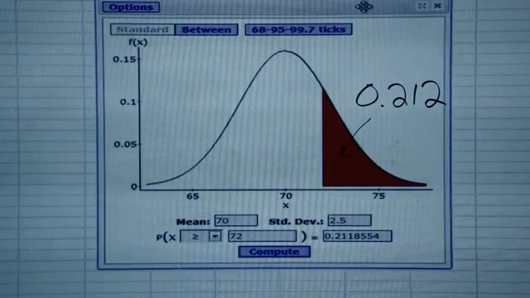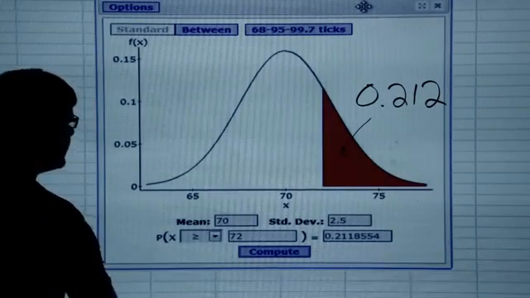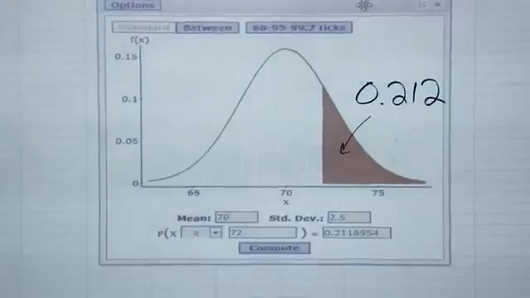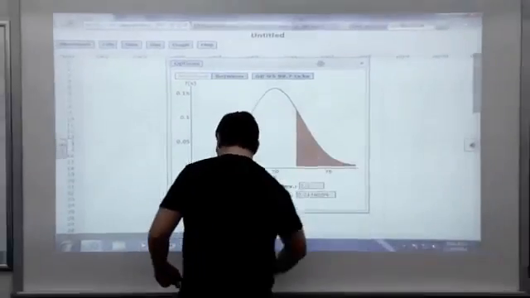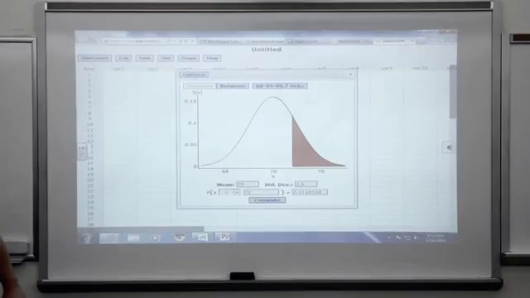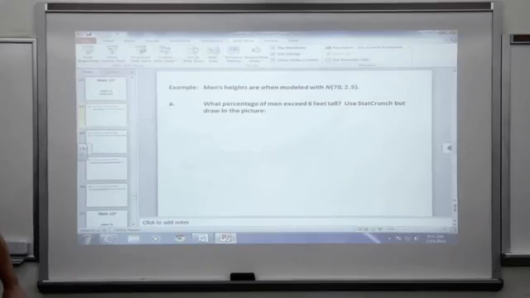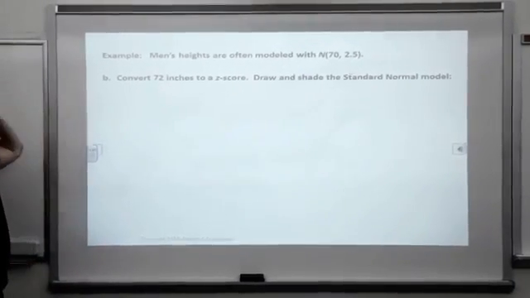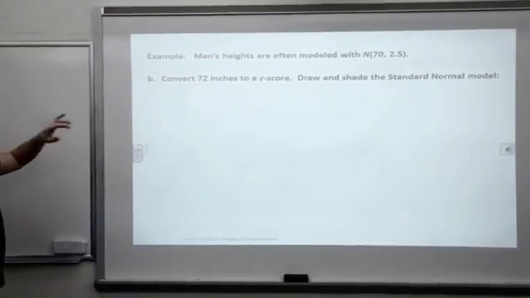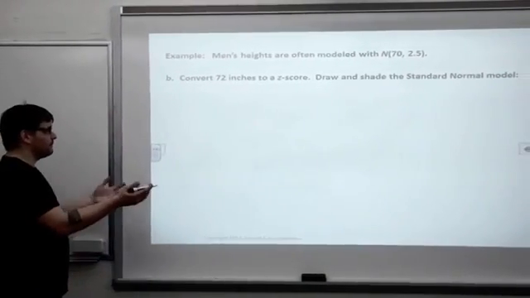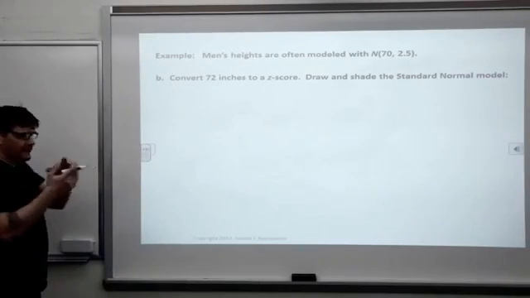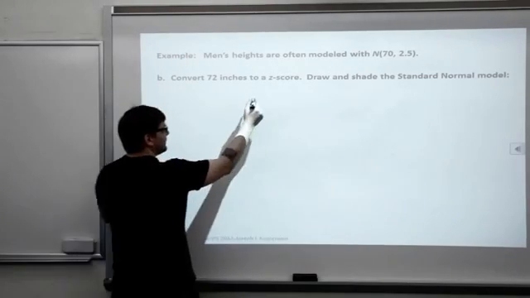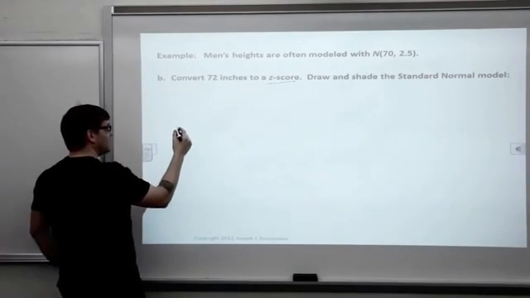We'll move on to B then. If we go to the bottom of the page, it says to convert 72 inches to a z-score. Draw and shade the normal model. Remember, our normal model for men's heights can always be converted to the standard normal model, and to do that conversion, we would need to convert to a z-score.